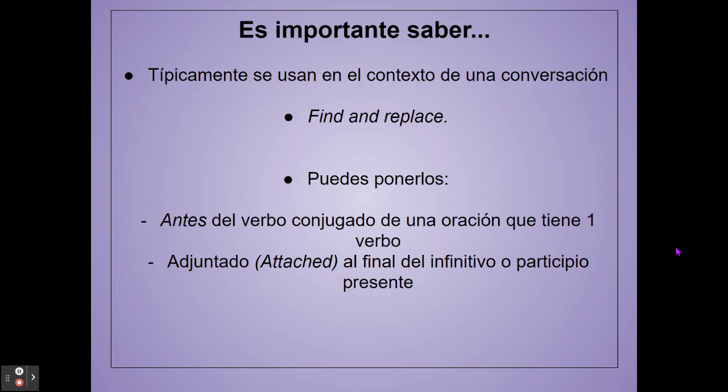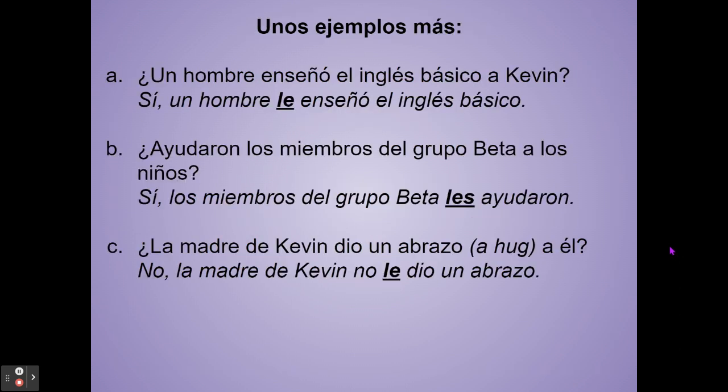Otra vez, es importante saber que típicamente usamos los pronombres de objeto indirecto en el contexto de una conversación, ¿sí? Para no repetirnos un montón, pero otra vez, por ahora, for now, vamos a encontrarlos, find the indirect objects y reemplazarlos, replace them with the appropriate indirect object pronoun. Y como los pronombres de objeto directo, puedes ponerlos antes del verbo conjugado de una oración que tiene un verbo, o adjuntado al final de un infinitivo, so that's the AR, ER, IR form, o participio presente. Ahora, quiero que escribas o que teclees los últimos ejemplos antes de hacer la actividad de práctica en la página 3.